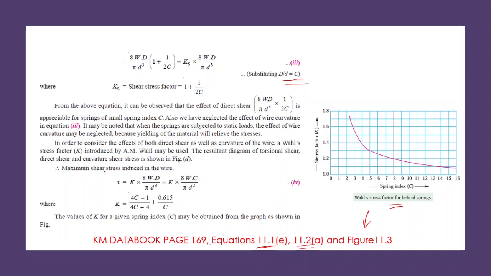Then the maximum shear stress induced in the wire is equal to this value. This equation is also available in the KM data book. The value of K in this equation, the value of K for spring index C, may be obtained from this graph, which is at page number 169 of the KM data book.